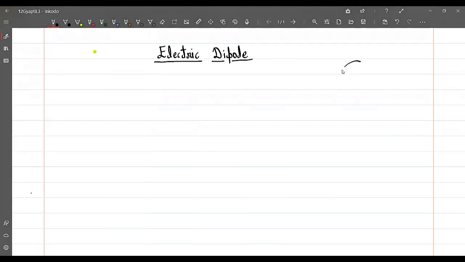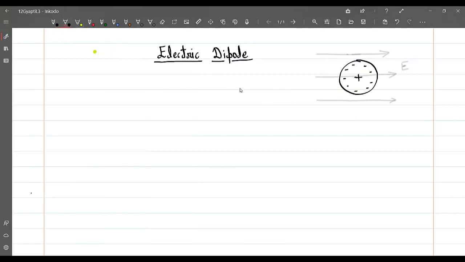The atoms are mostly neutral. Okay, they are not ions. The positive charge is at the center and negative charge is surrounding the positive charge. But if you apply some electric field in this region, let us say in this region, electric field is on this side. So electric field will try to separate the negative charges and the positive charges.